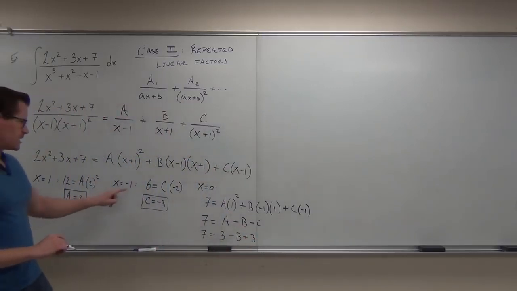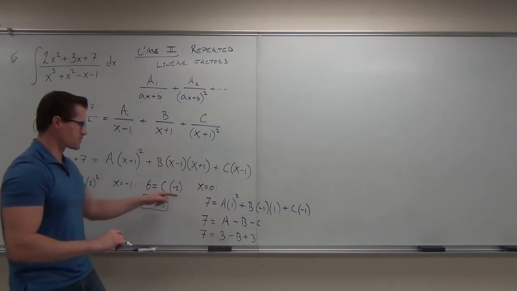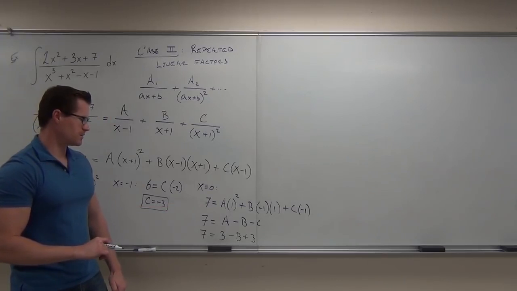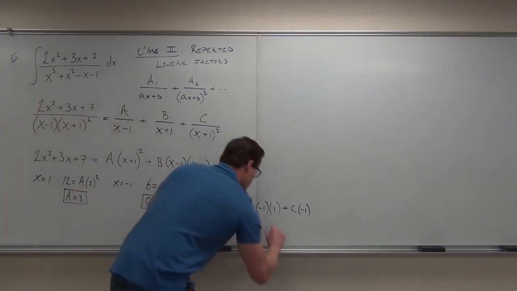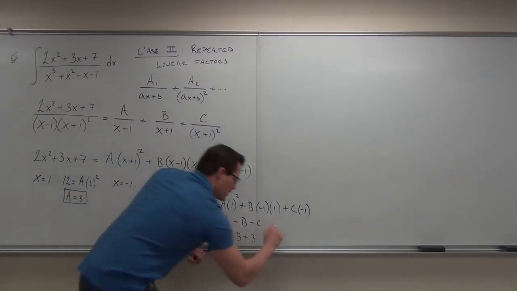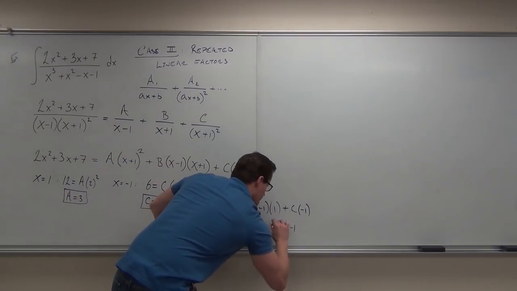So we've got 3 minus b and then plus 3 because we have minus a negative. Looks like we're going to get what? I got a negative 1. Altogether, this would be 6. Subtract the 6, we get 1 equals negative b, or b equals negative 1.